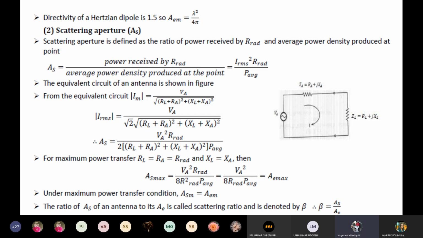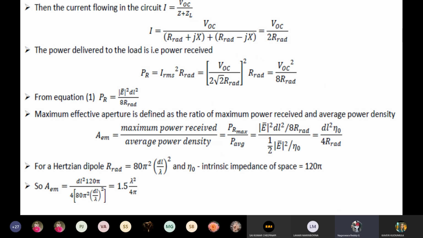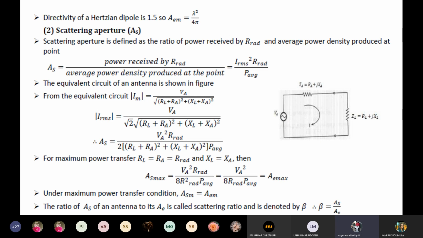There are different types of aperture. The first one is effective aperture. The second one is scattering aperture. What is the definition of aperture? It is the ability to transfer electromagnetic wave energy. So scattering aperture is defined as the ratio of power received by the radiation resistance to the average power density produced at that point. A_S indicates the scattering aperture.